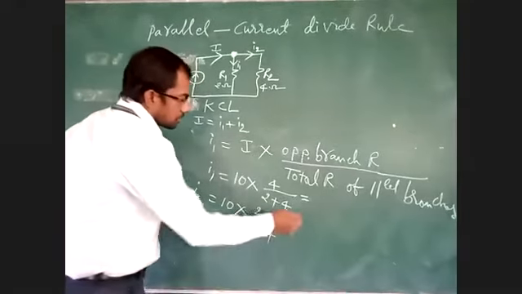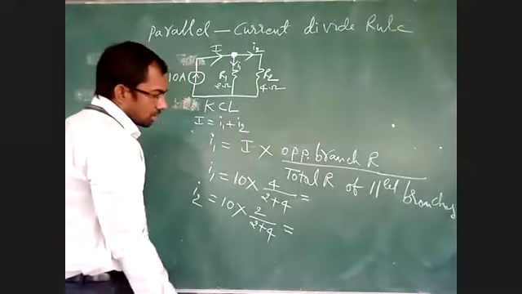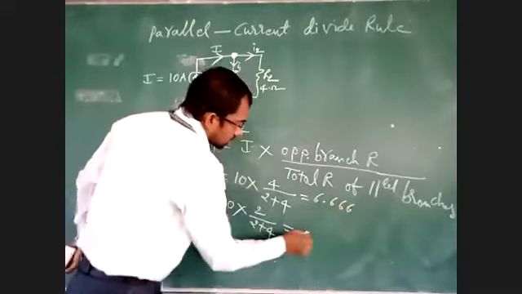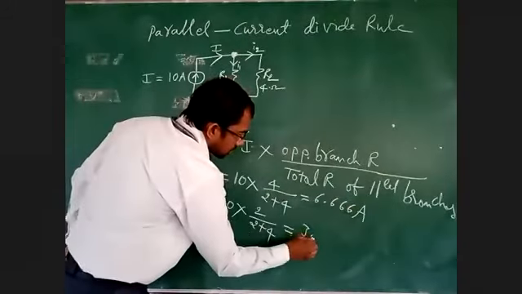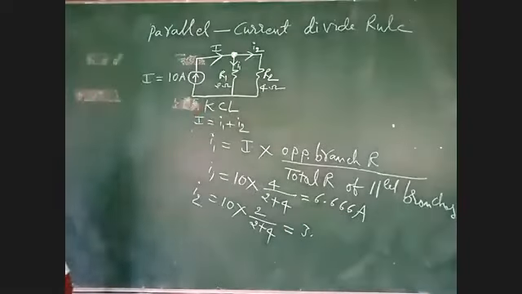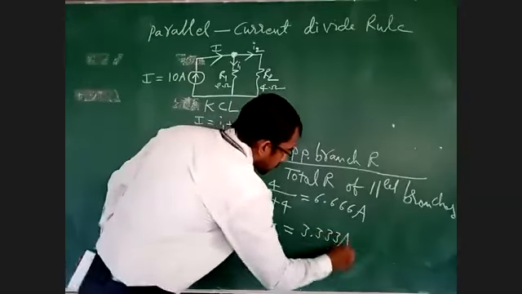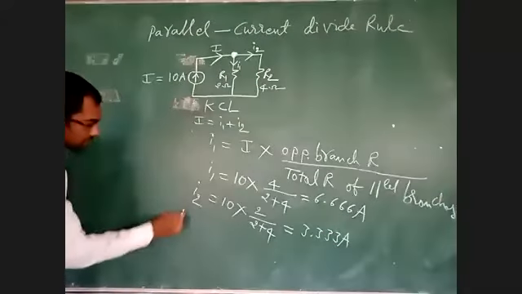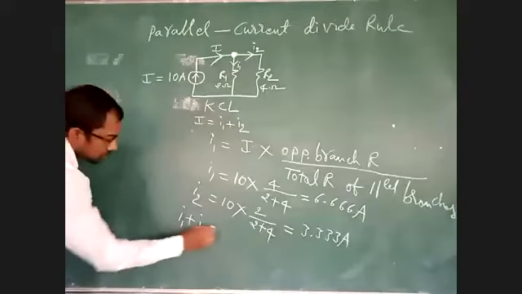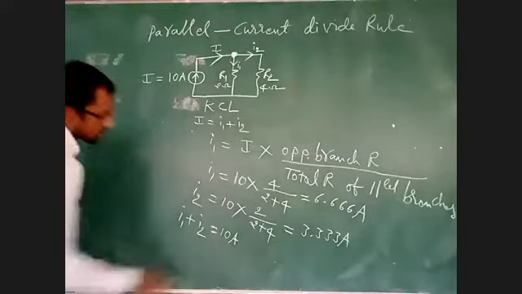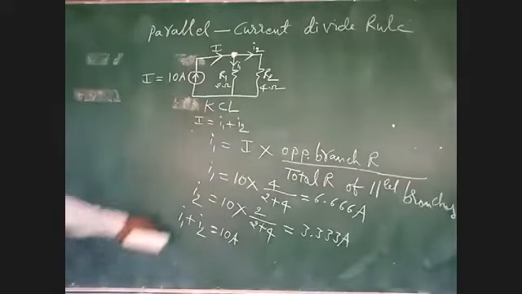Now determine I1 and I2. I1 is 6.66. I2 is 3.33. Now add I1 and I2. Approximately 10, you will get 10 amperes. 9.99, approximately 10 amperes.